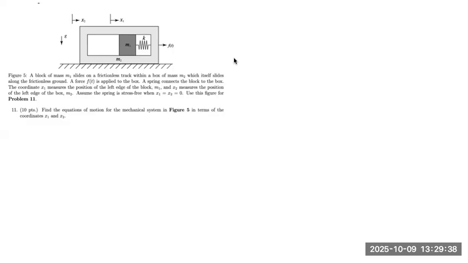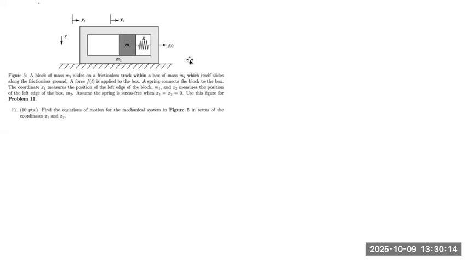So today we're going to go over this problem of control. Basically, a block of mass m1 slides on a frictionless track within a box of mass m2, which itself slides along the frictionless ground. A force Ft is applied to the box. A spring connects the block to the box. The coordinate x1 measures the position of the left edge of the block, m1, and x2 measures the position of the left edge of the box, m2. Assume the spring is stress-free when x1 equals x2 equals 0. Use this figure for problem 11.